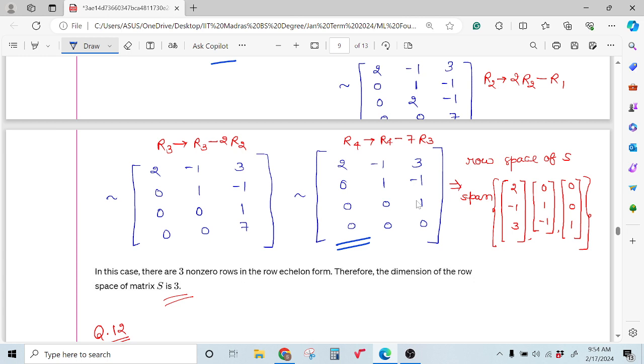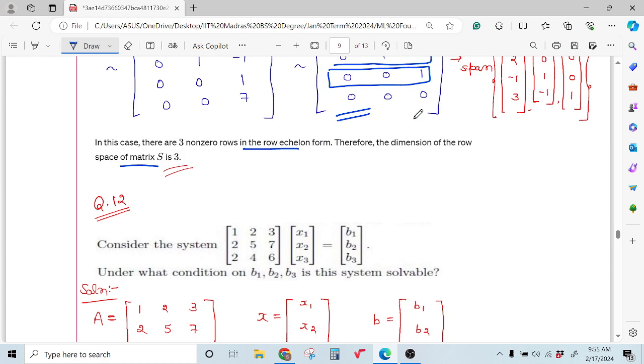So the row space of S is the span of its independent, non-zero rows. The independent non-zero rows are these. So the row space of S is the span of these 3 rows. In this case there are 3 non-zero rows in the row echelon form. Therefore the dimension of the row space of the matrix is 3. So the final answer is 3. Let us proceed with the next problem.